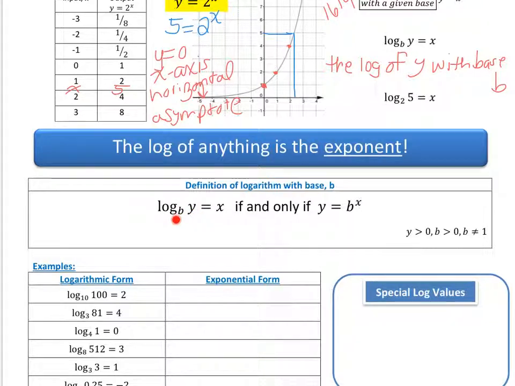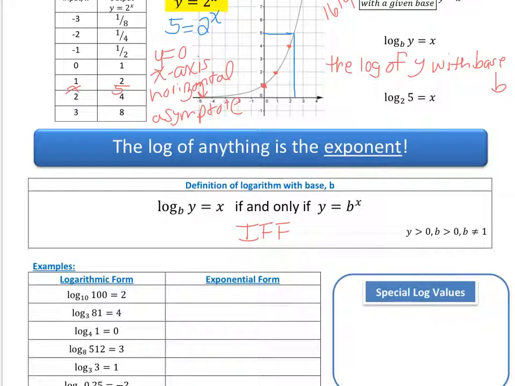Okay, so the definition of log, as I had set up here: we take the log of the output with a particular base, and we're going to get back that input, or the exponent. And this is true if and only if, and by the way, we've looked at this abbreviation before, iff, if and only if that output equals that base raised to that independent variable.